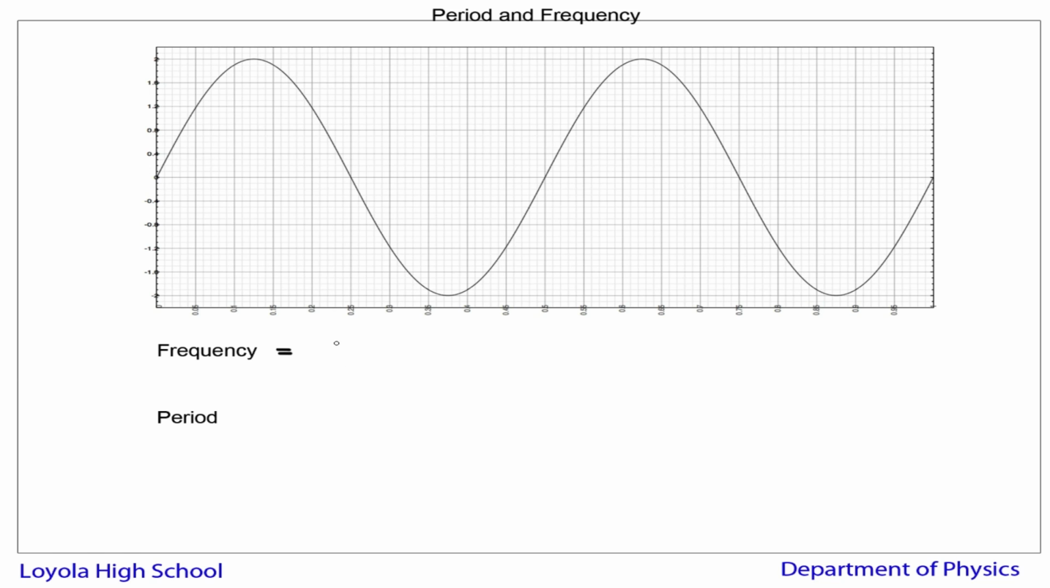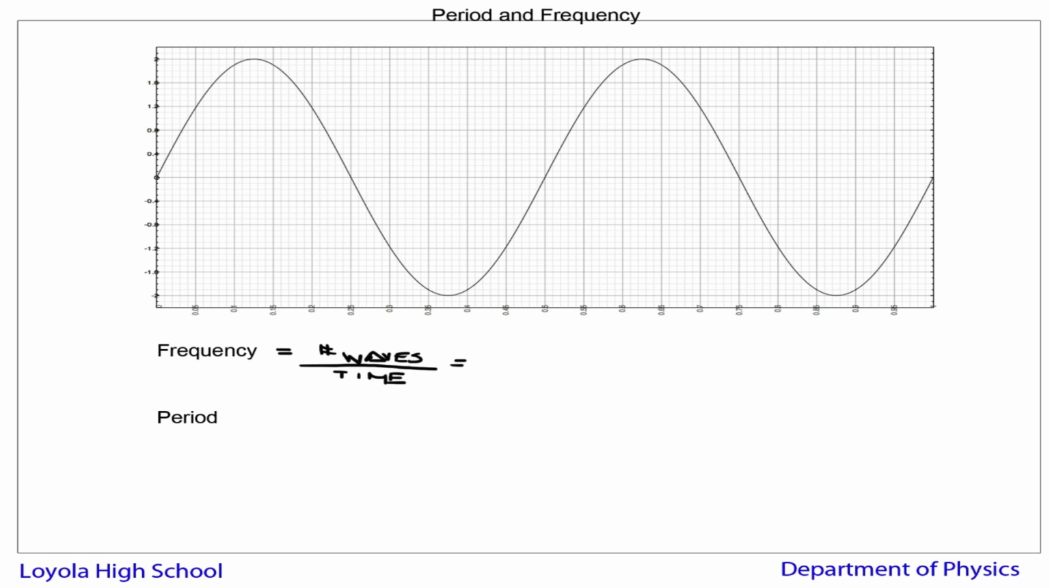And to calculate it, you actually count the number of waves. It's a number of waves that occur in a given amount of time. So it's waves per time. Okay, so let's take a look at the example I have here.